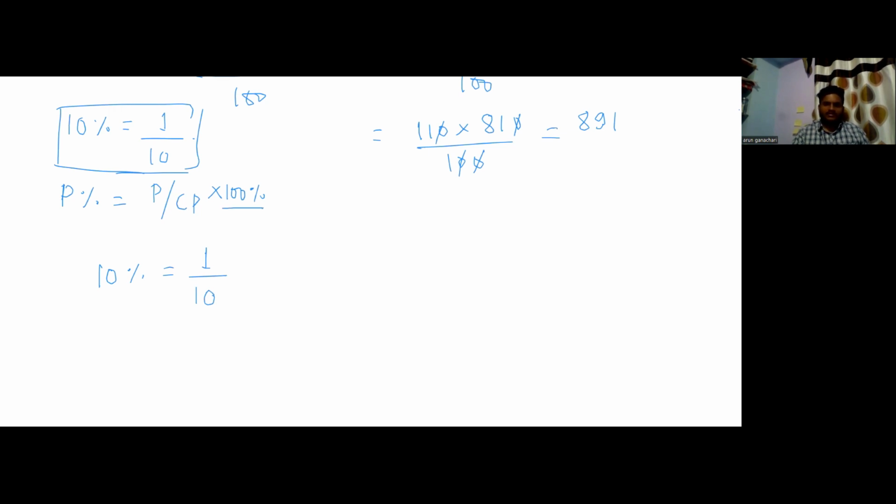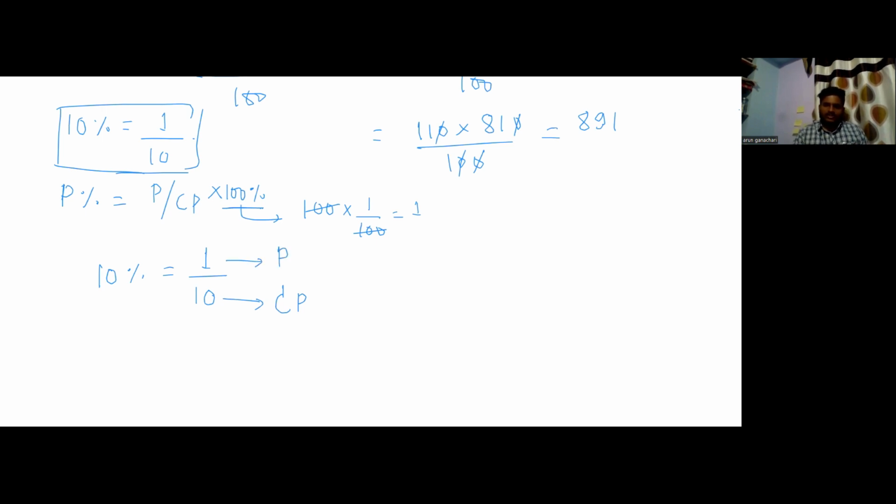What is 100%? 100% is nothing but 100 into 1 by 100, which is 1. So even if we add 100% or if you don't, it doesn't make any difference. Now understand this. 10% can be written as 1 by 10, and the formula says profit percentage is equal to P by CP. Then this 10 is your cost price. Remember, this 10 is your cost price. And what is this 1? 1 is your profit. Getting this?